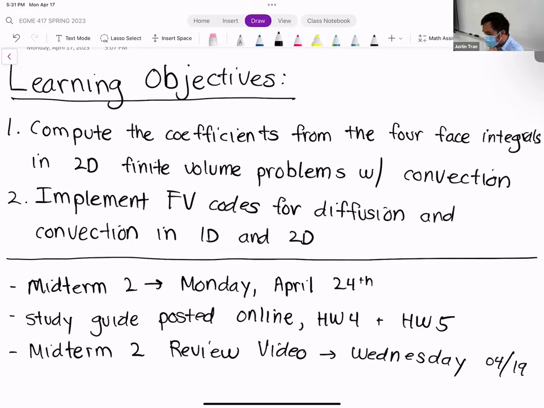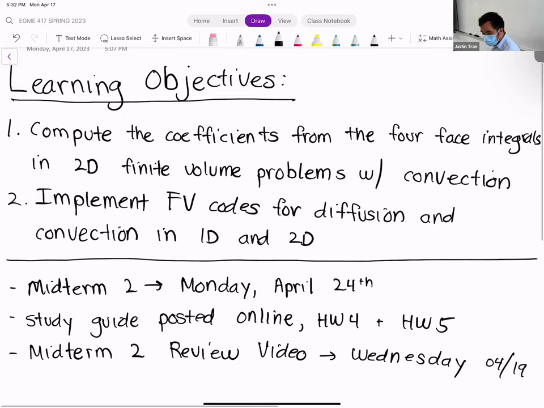Just like the first midterm, I plan on recording a review video. I'm going to plan on recording that on Wednesday, so you can expect to see that on Wednesday afternoon. Just like the first midterm, you can expect problems very similar to the homework, specifically problem 2 of the last 2 homeworks. There's going to be no MATLAB on the exam. It's going to be testing you on setting up the problems as well as the conceptual stuff.